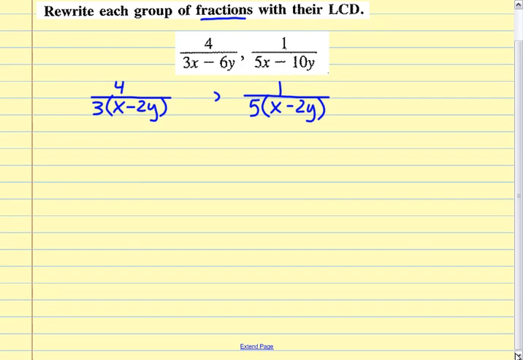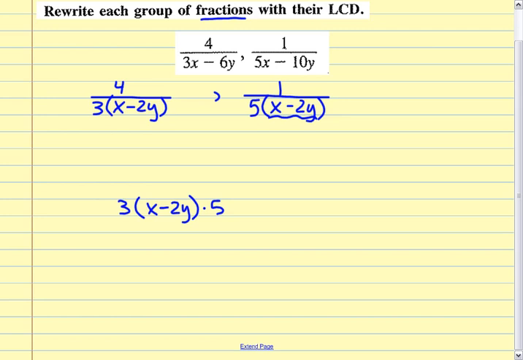To get this first denominator, I need a 3, and I need an x minus 2y. Okay? To get the second denominator, I need a 5. Do I have a 5? No, so I need to put a 5 down here. I also need an x minus 2y. Do I have an x minus 2y? I do. So there's nothing else I need to add. So this is the common denominator.